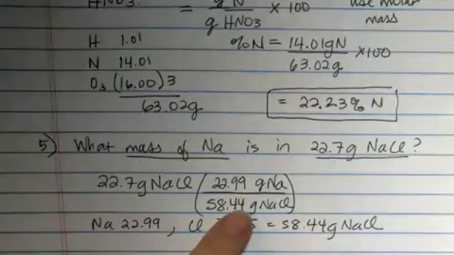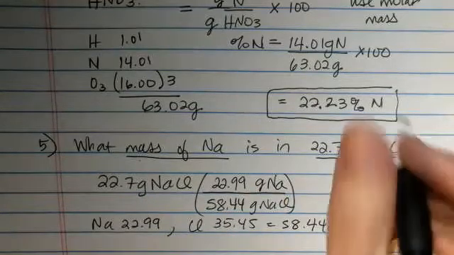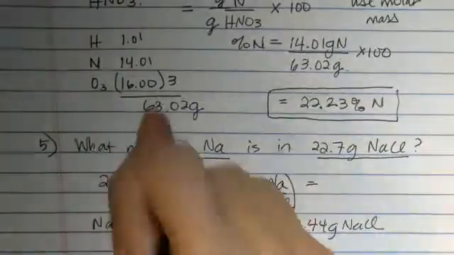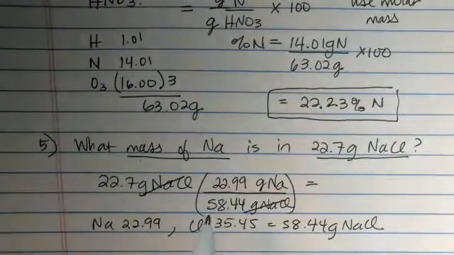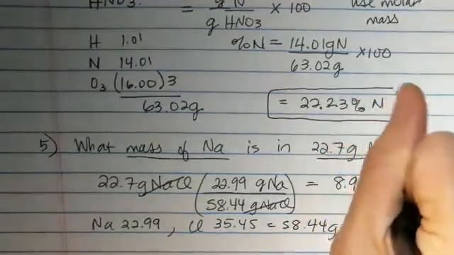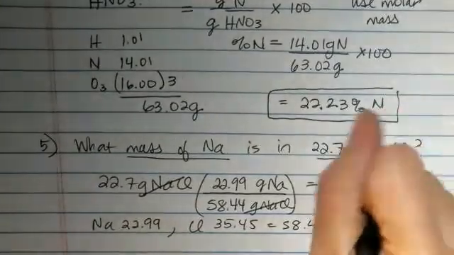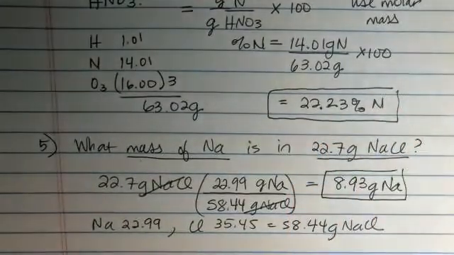I know in 58.44 grams of sodium chloride, 22.99 grams of that is sodium. So what would be the mass in the 22.7? So we've canceled out grams of sodium chloride. We've gone to grams of sodium. Again, those are just the mass numbers from the periodic table. So 22.7 times 22.99 divided by 58.44. I'll keep the 3 sig figs. So 8.93 grams of that 22.7 gram of salt would be mass of the sodium. The rest of it would be the chloride.